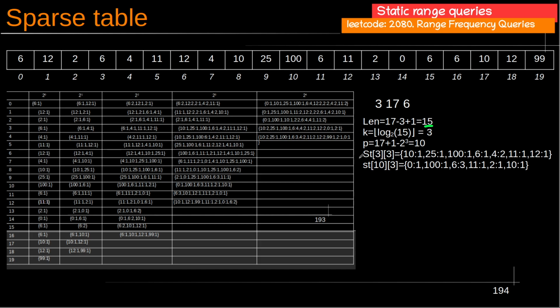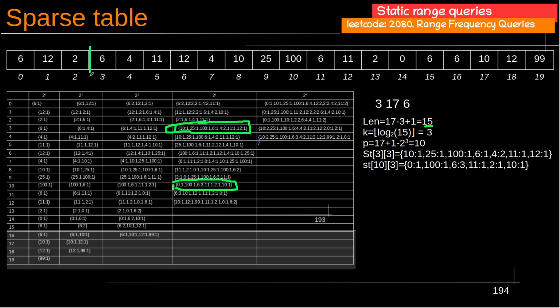And we compute an P, which is right plus 1 minus 2 times 3, minus 2 power 3 is equal to 10. So here we have to look at the element at 3, 3, which is this one, and 10, 3, this one. Which one will we take?